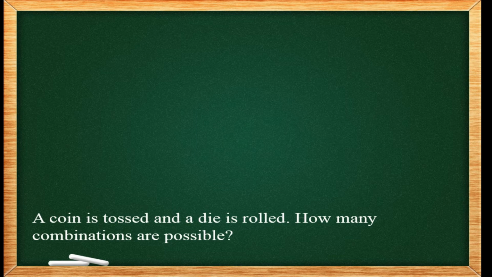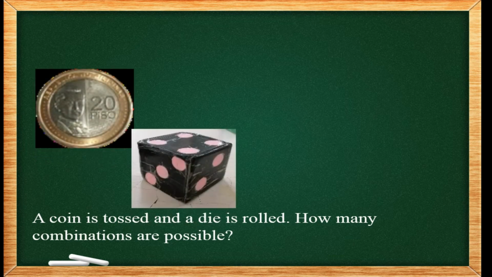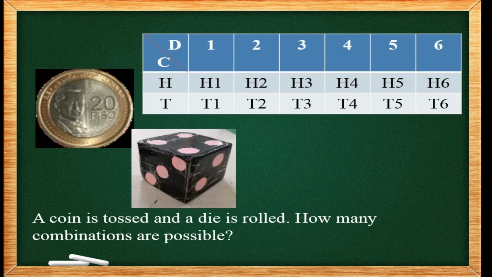In this example, a coin is tossed and a die is rolled. How many combinations are possible? Again, you just have to draw a table. I place D for the possible outcomes when a die is rolled. So there are 6 sides with numbers 1, 2, 3, 4, 5, 6. Those are the possible outcomes when the die is rolled. Then you have the possible outcomes when the coin is tossed. You either have a head or a tail.